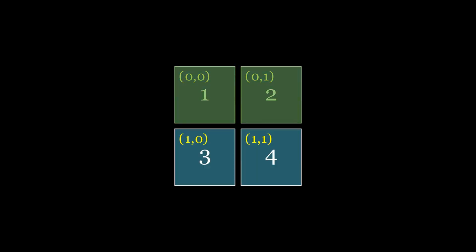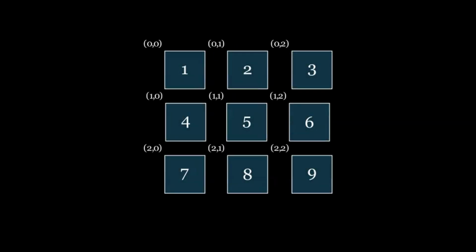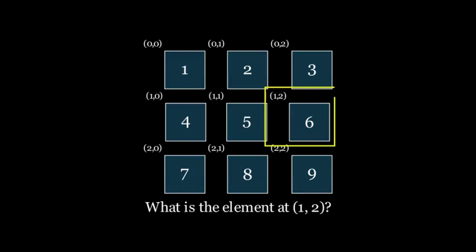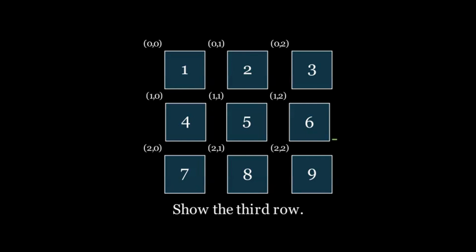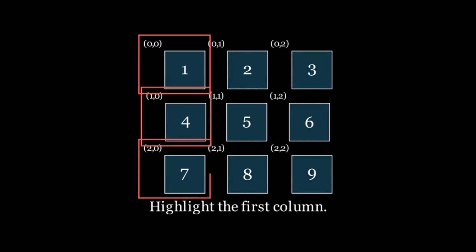A matrix is a grid of numbers, like a table. Here is a 2 cross 2 matrix. Each number has an index. Now here is a 3 cross 3 matrix. The element at 1 comma 2, which means first row, second column, is 6. Now let's highlight the third row and also let's highlight the first column.